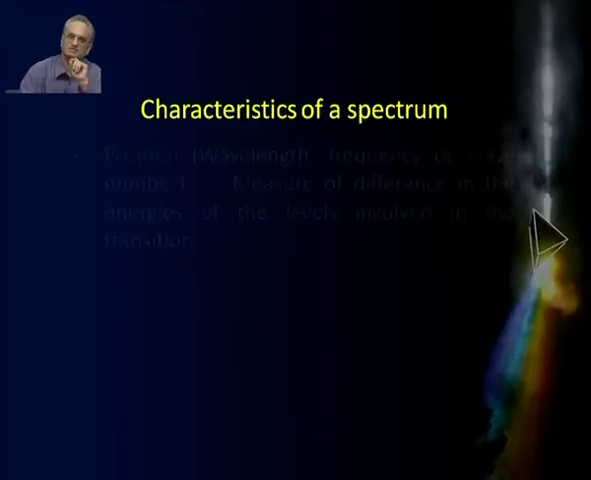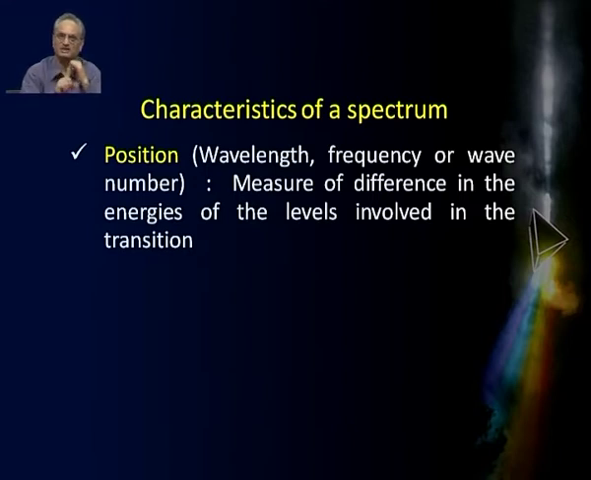Now, by now we know what the spectrum means and how it looks. Now, let us go a little further and see what the characteristics of a spectrum are. If I look at a spectrum, there are 3 main characteristics. One, the position. When talking about a position, I am basically referring to what my lambda max is. So, at what wavelength is it coming, or if I have got a signal in IR, what is the frequency for that, or what is the wave number of that signal. So, I want to locate the position. Position could be in terms of wavelength, frequency or wave number, and this basically is a measure of the difference in the energy levels involved in the transition.